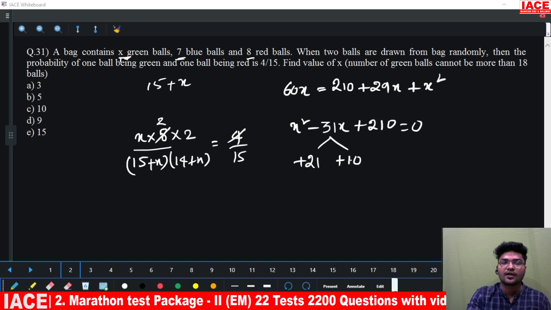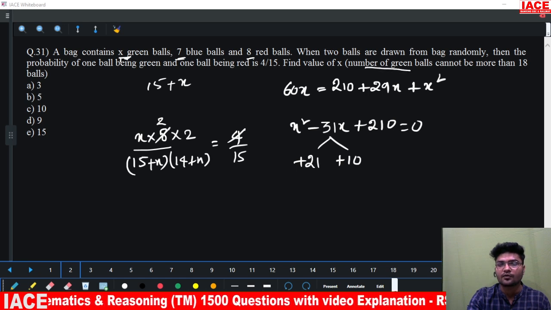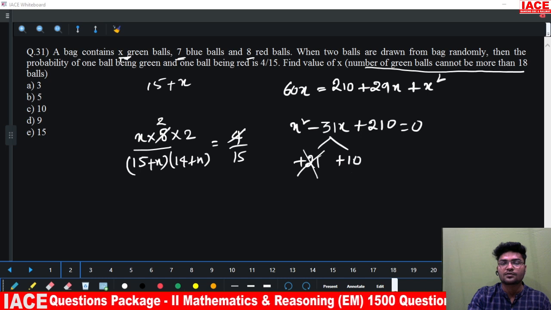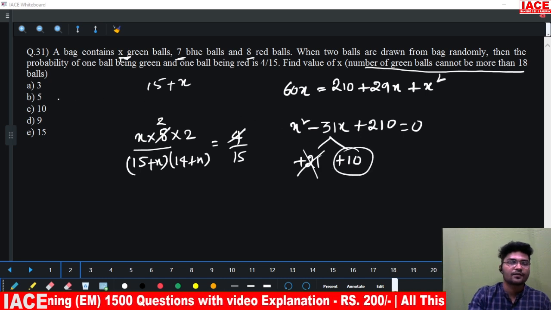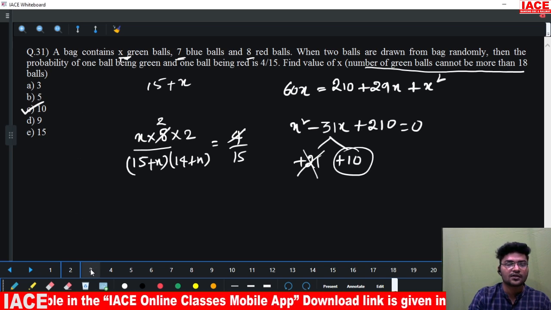That means the value of X can be 21 and 10, but clearly it is asking about the number of green balls, that is X, and the number of green balls cannot be more than 18. That means 21 is not possible. That means 10 is our answer. That means option C is the correct answer.